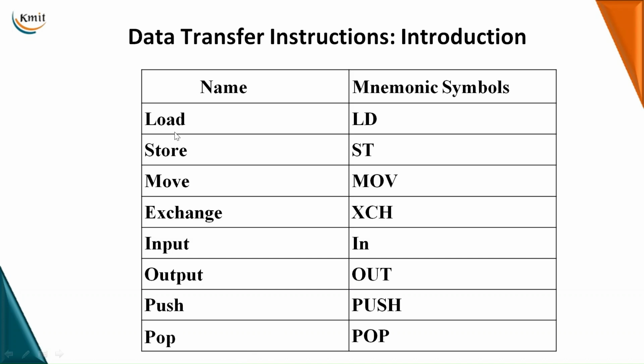The first one is load, and the symbolic mnemonic is LD. Next is store, ST. Next, move, represented by MOV. Exchange, which is represented by XCH. Input, IN, output, OUT. Push, and pop. These are the different types of data transfer instructions used in a computer. Let's see each one in detail.